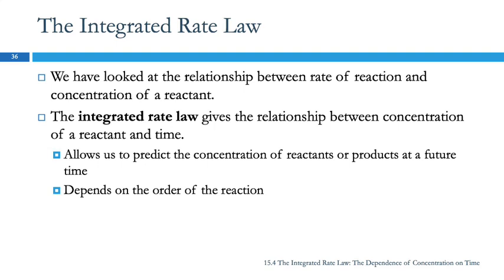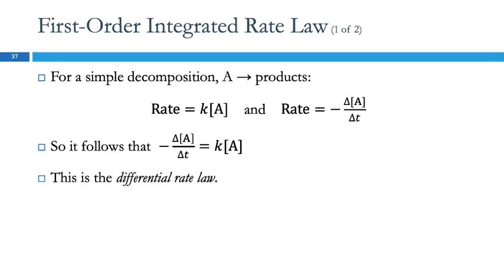So this integrated rate law, just like the regular rate law, is going to depend on the order of the reaction. So we'll look at first order integrated rate law first. So if we have a simple decomposition where A is decomposing to form products, here is our rate law. So the rate is equal to a rate constant times the concentration. The rate is also equal to negative delta A over delta T. This is the definition of rate that we learned on day one, right?